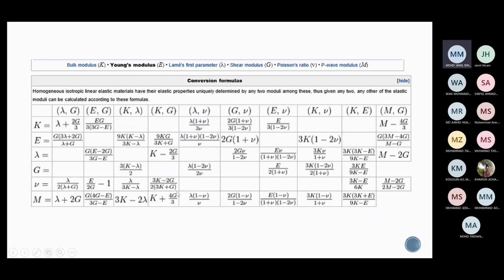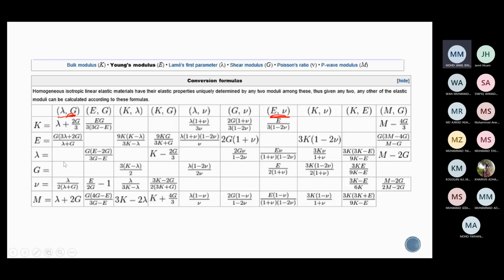So this table basically summarizes how we can use two moduli to obtain the other moduli. For example, if you are given only lambda and G, then you can obtain K using this formula. You can obtain E, you can obtain V, and there's another modulus M, which is seldom used. For example, if you are given G and V, or in the previous slide, you are given E and V, so we can find K.